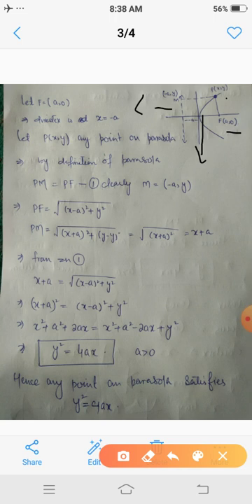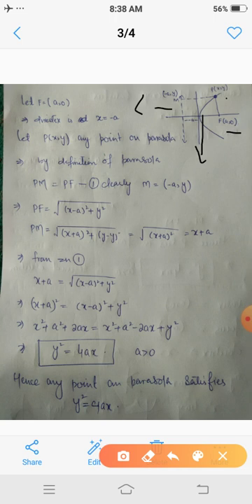PM equals PF. Here M is the point on the directrix, that is the fixed line. Clearly the coordinates of P are (x, y) because it is an arbitrary point. The focus is (a, 0), and M, which is the point on the directrix, is at a distance of a units from the negative of 0. This means that its coordinates are (-a, y).